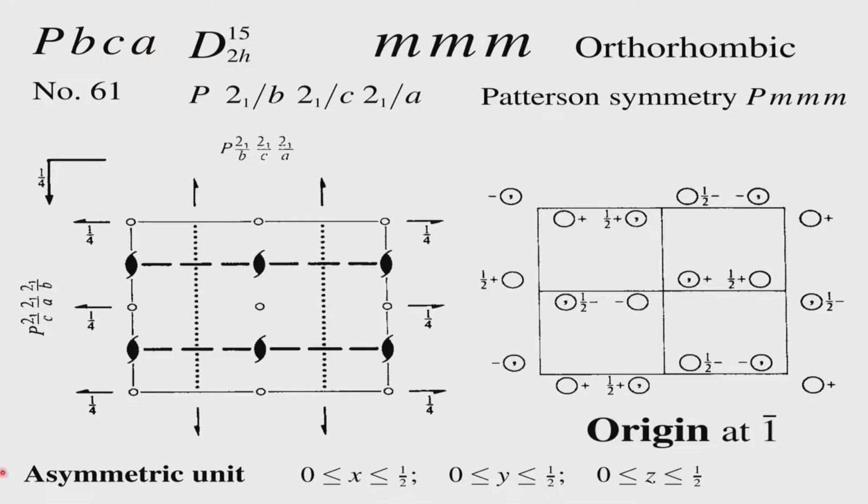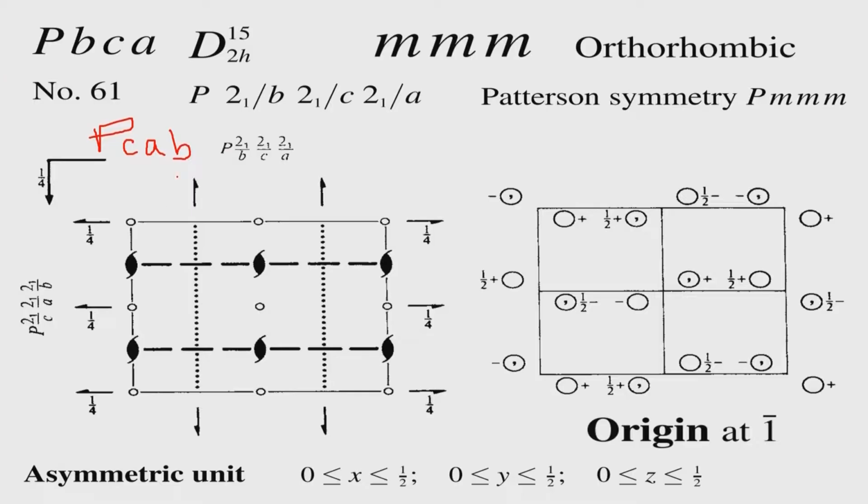Suppose instead of PBCA, I have a space group. Let me write it down for you so that we discuss that. Instead of PBCA, we have a space group PCAB. Is it a possible space group? If PCAB is a possible space group, is it different from PBCA, or is it a new space group? We said there are only 230 space groups, right? And is it going to define a new space group?